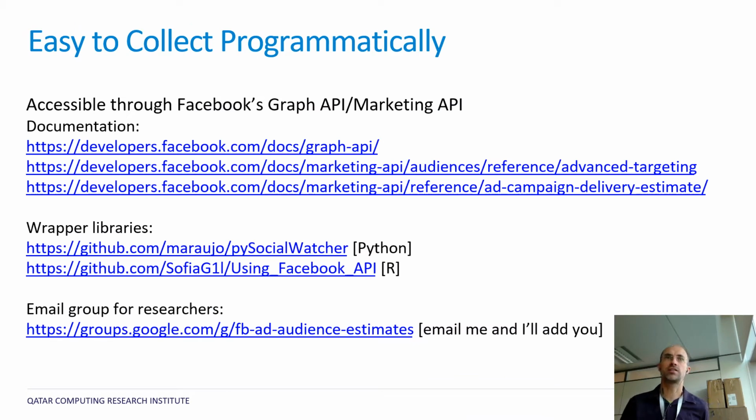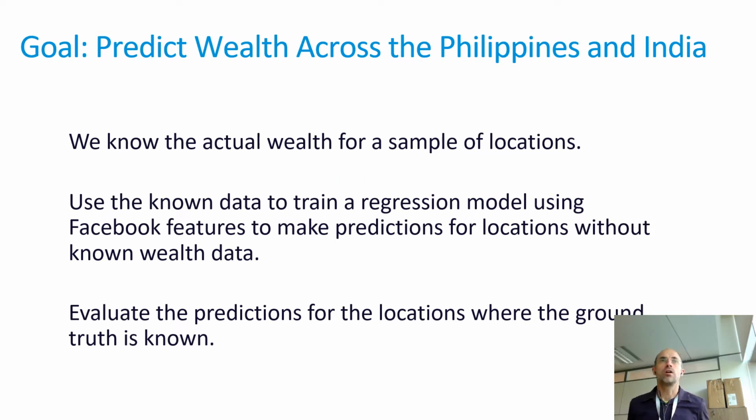This data is easy to collect through official APIs, and so here I'm just putting some references in case you'd like to collect this data yourself. In this work, we explore how this data can be used to map wealth or poverty, across the Philippines and India. And so the setup is as follows. We start with known data for a set of locations. And then we use this data to train a regression model to make predictions for other locations where we don't have known data. And we evaluate the predictions, again, using the locations where the ground truth data is known.